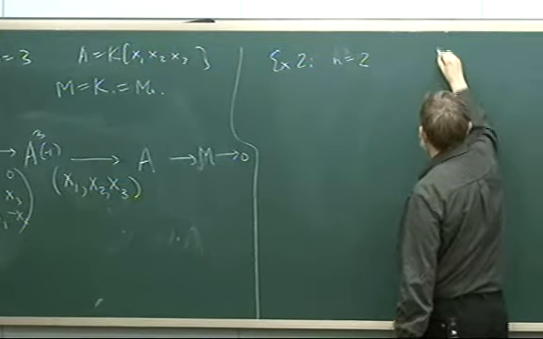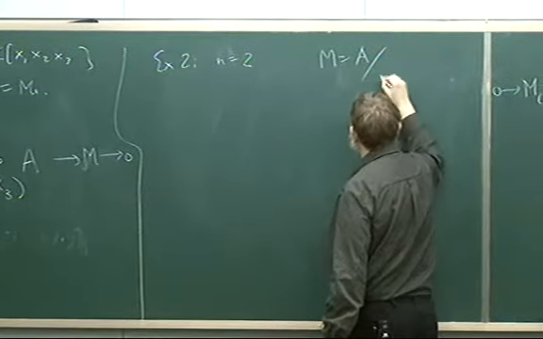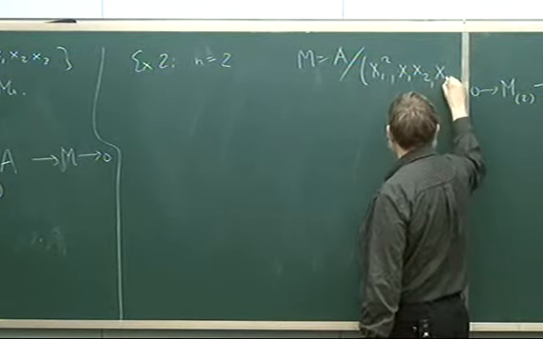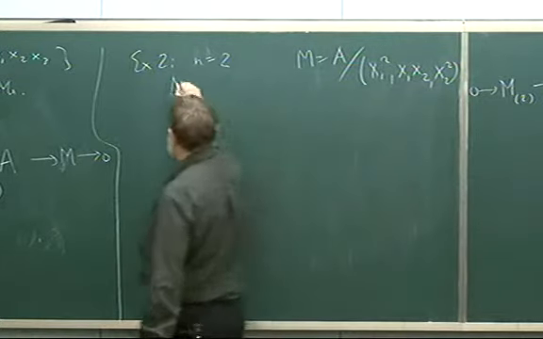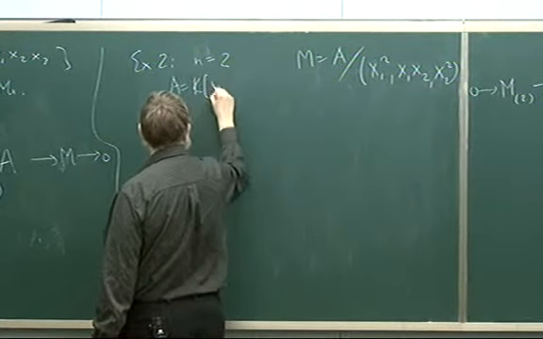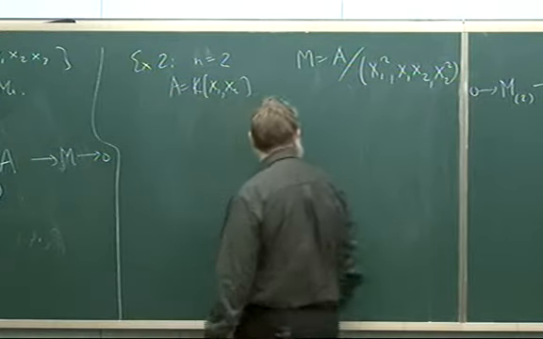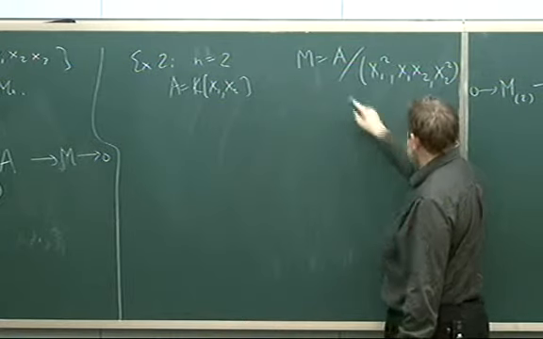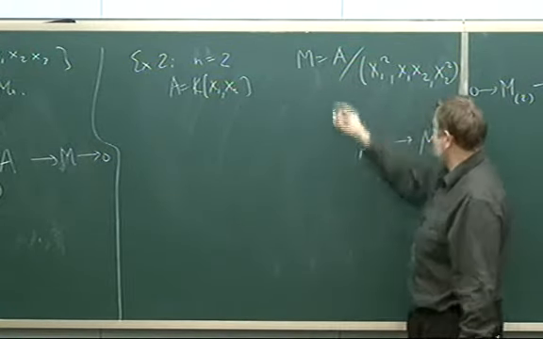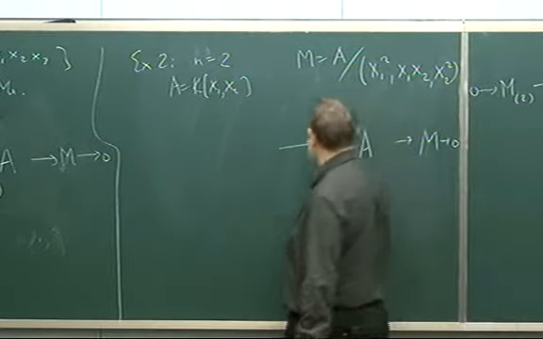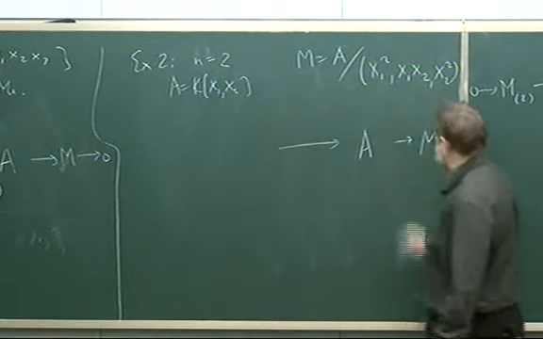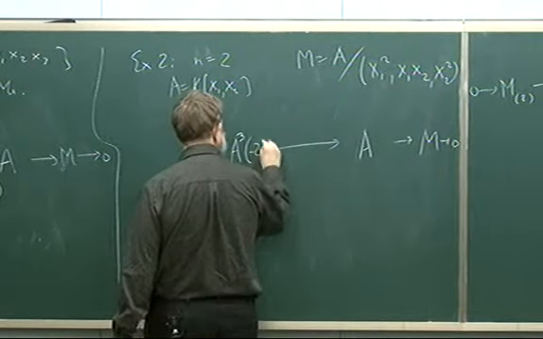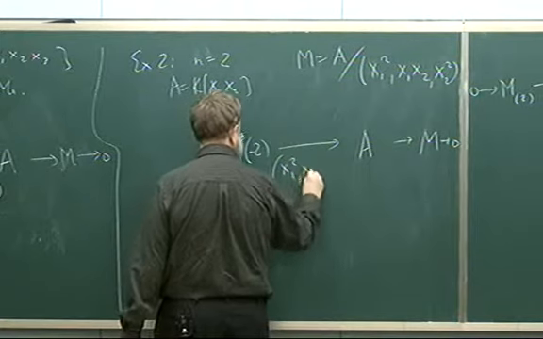Let's take again M to be A divided by (x1 squared, x1 x2, x2 squared). Here, remember, A is, of course, k[x1, x2]. So this resolution will be even shorter. So I have M, and again, it's a cyclic module, so I just cover it with one generator. And of course, for the first step, now you see all generators are quadratic. So I get A cubed minus 2. And here's my matrix.